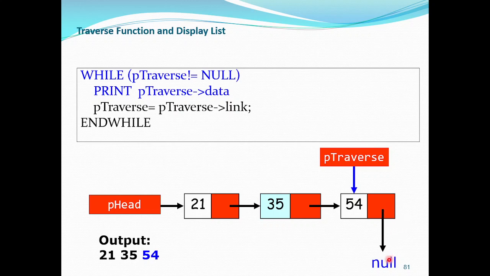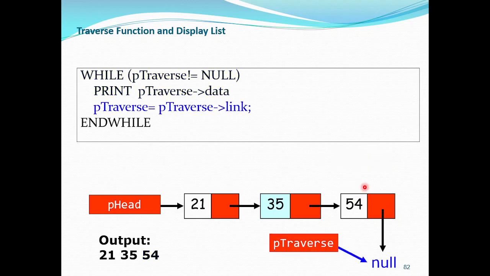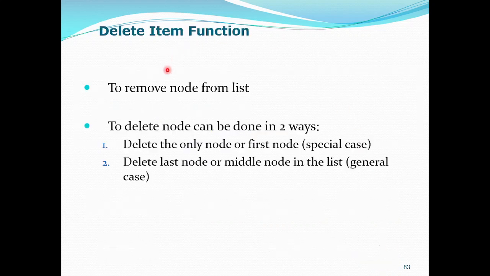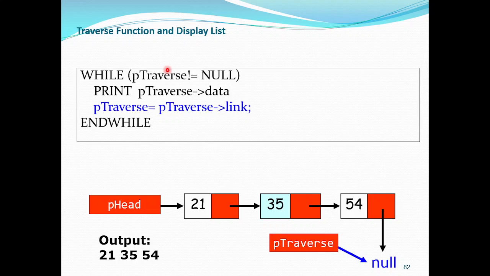Now we move ptraverse to the next link. The next link is null. So whatever ptraverse link points at, it points to null. Ptraverse also points to null. Okay, now check the condition. Is ptraverse not equal to null? False. So it will exit the loop. That means ptraverse has already moved from the first node until the last node, and it has already displayed all the values inside the list.